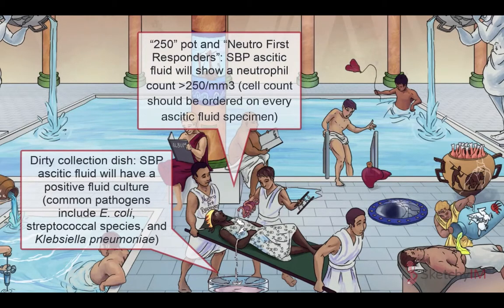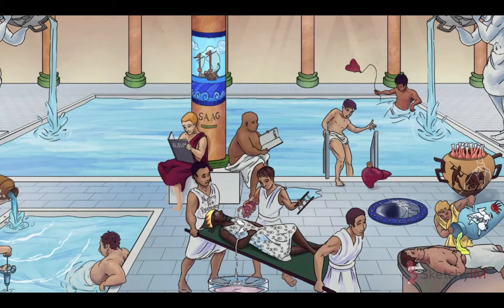At Sketchy, our recurring symbol for neutrophils are neutro first responders, since neutrophils are like the EMTs of the immune system. Notice, too, that the oil canister thingy, is that ancient Roman medicine or something? Whatever. It forms the shape of the number 250. For more information on SBP, check out our cirrhosis complications and management video.